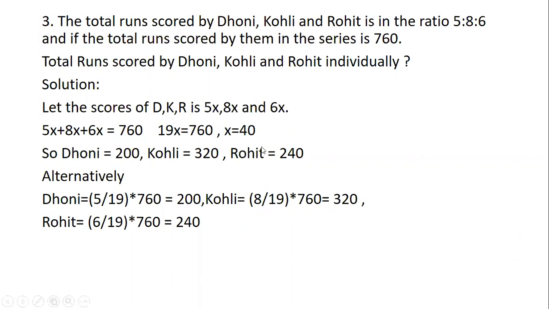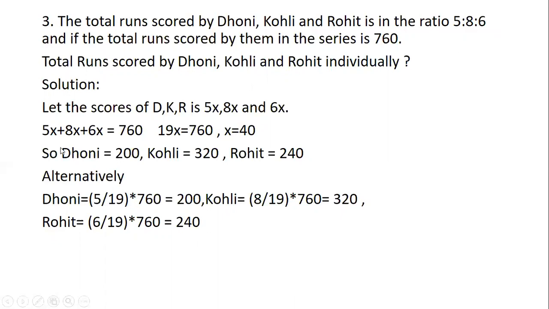Here we have two different ways in which we can solve the problem. Dhoni's runs, we can take as 5x. Kohli's runs, we can take as 8x. Rohit's runs, we can take as 6x. So 5x plus 8x plus 6x, we will get 760. So 19x is equal to 760. x is equal to 40.